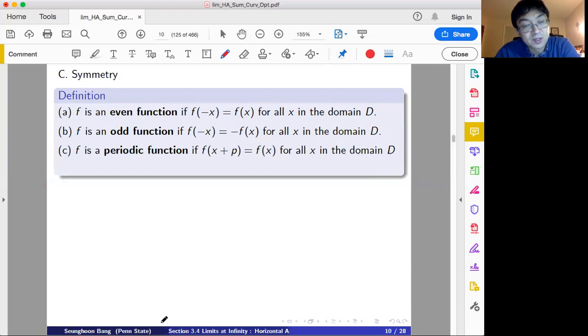The function f is a periodic function if f of x plus p equals f of x for all x in the domain D, where p is positive and the smallest such number p is called the period.